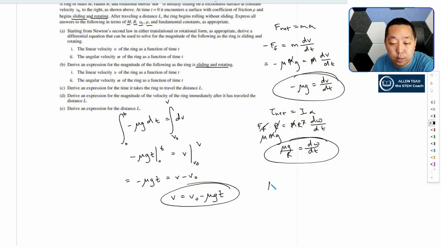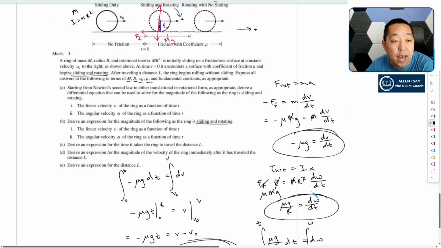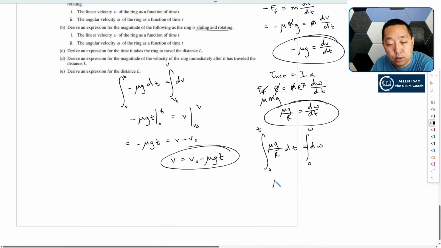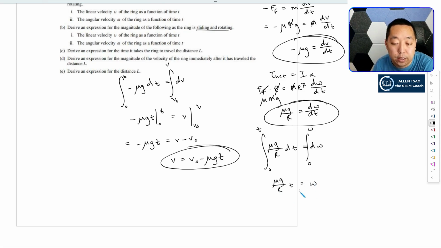Well, you're going to move that up, so you get μg over r dt is equal to dω. Now we integrate it. We're going to integrate it from time 0 to here. And then here we're going to integrate it because we start with no spinning at all. It's going to go from 0 to ω because it doesn't have any angular speed right now. It's not rotating yet at time 0. So we get μg over r t is equal to just ω like that. It's ω minus 0, and then this is going to be plug in 0, you get 0 there as well. So that would be the angular velocity.